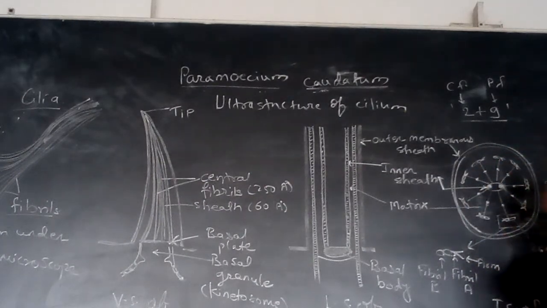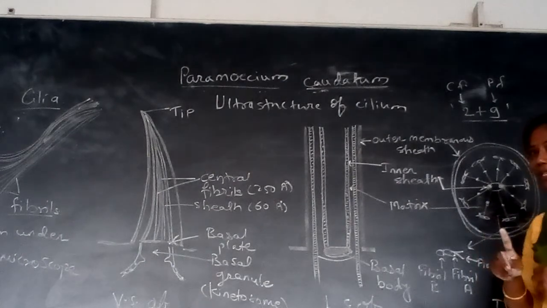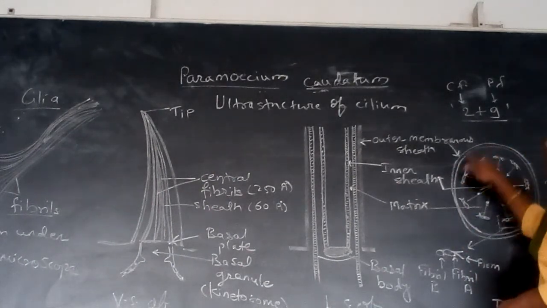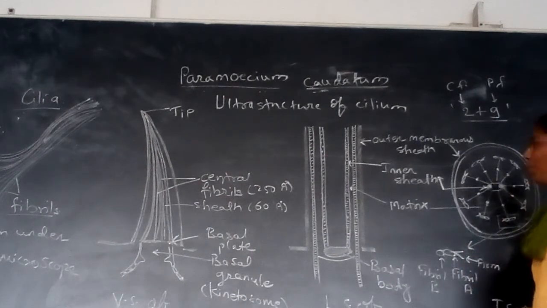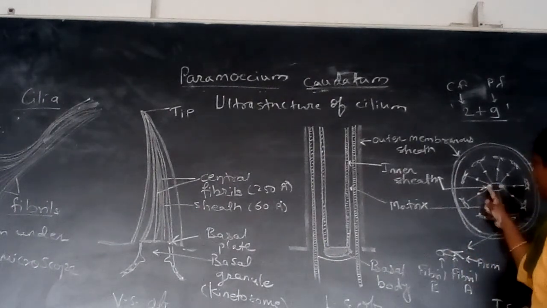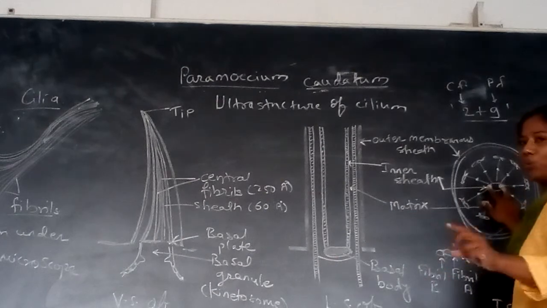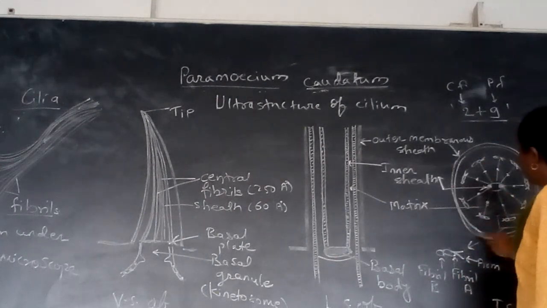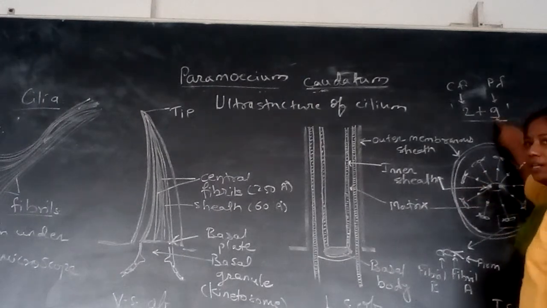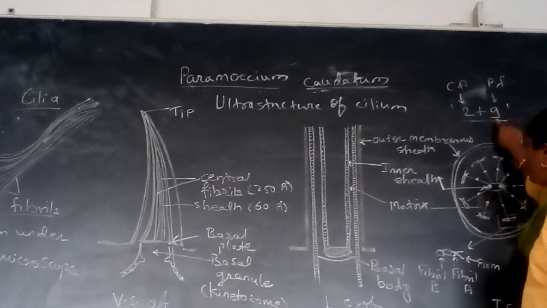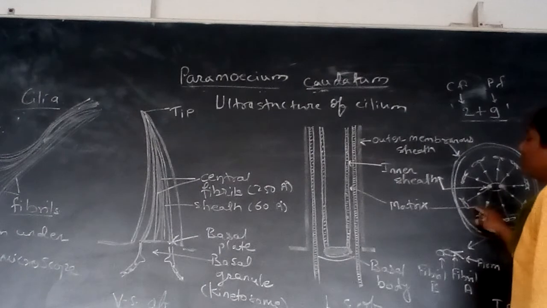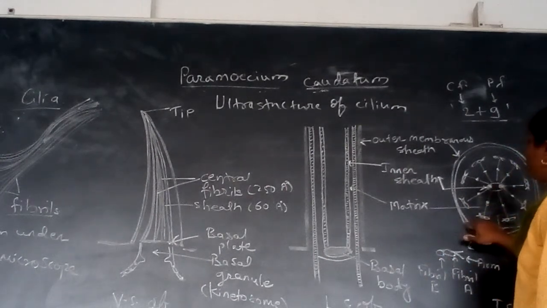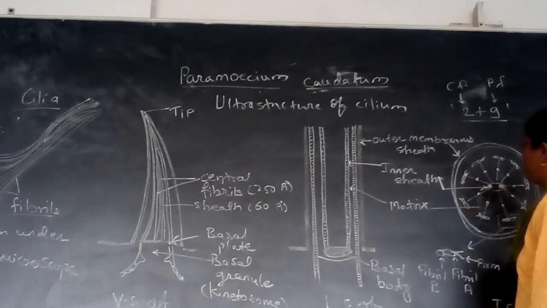These fibrils are again made up of subfibrils. And the 9 peripheral fibrils are covered by an outer membranous sheath. The inner membranous sheath is responsible for covering only the two central fibrils, and the outer membranous sheath covers the peripheral fibrils. In between the inner sheath and outer sheath, there is a space, and the matrix is present.